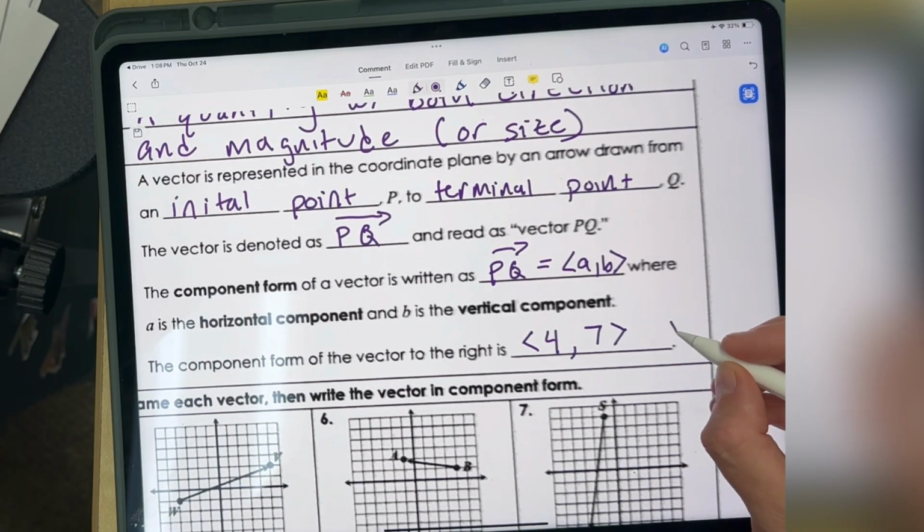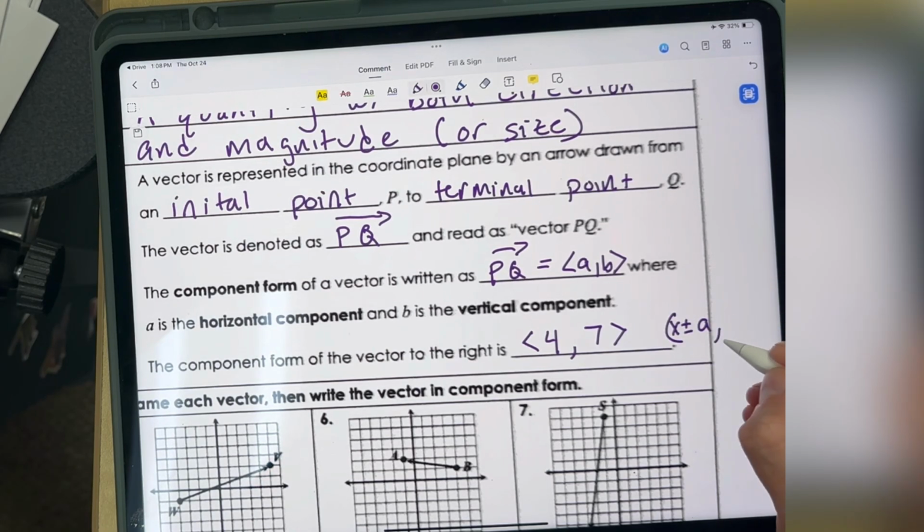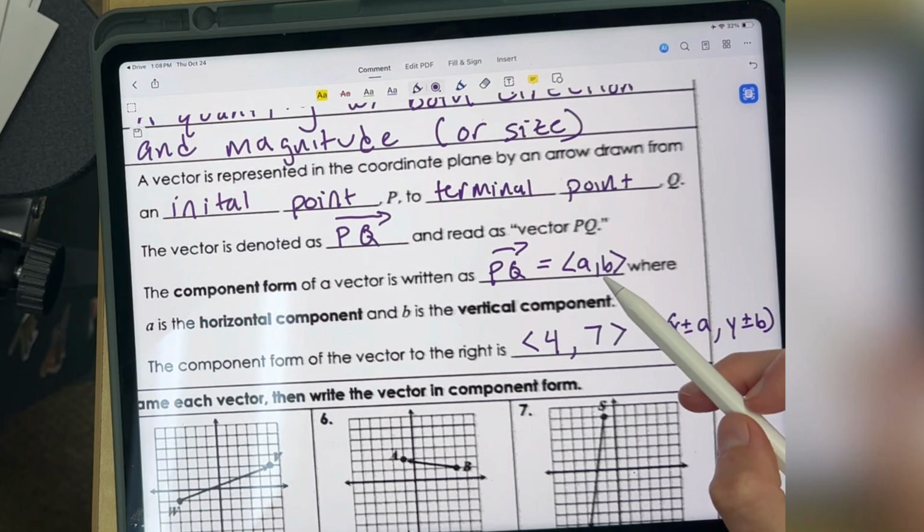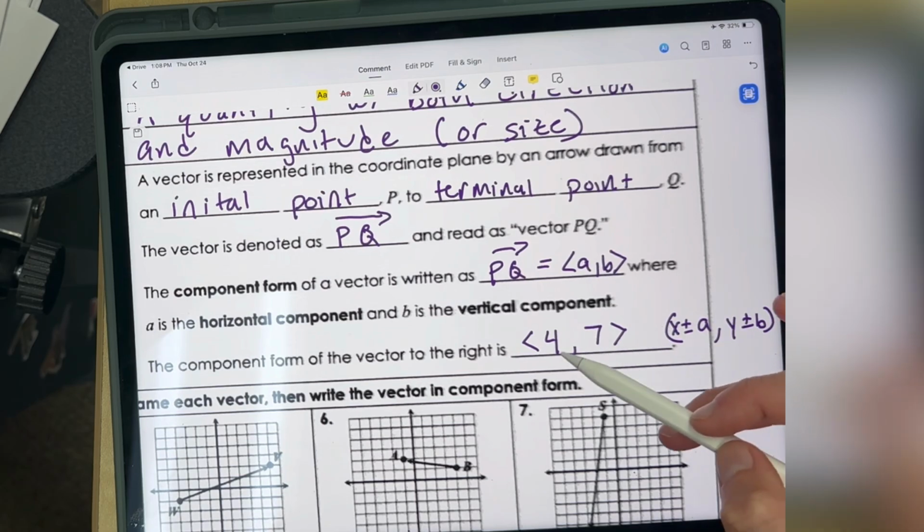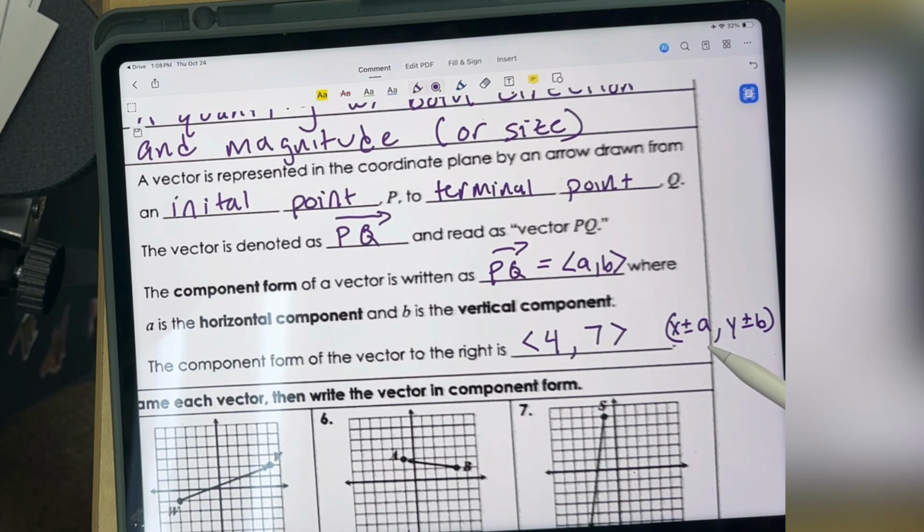So like x plus or minus whatever A is, okay? And then y will be plus or minus whatever B is. So just like above, except now instead of H and K, they have A and B. And they write it like this. So instead of saying x plus 4, you're just going to write a 4 here. Instead of saying y plus 7, they just write a 7 here.